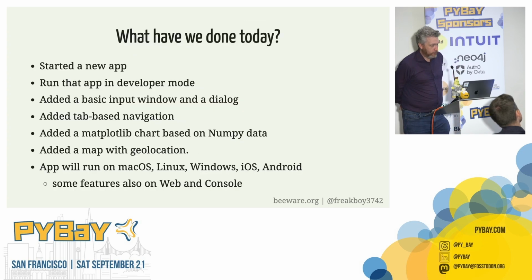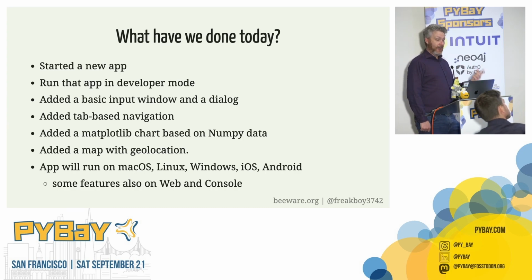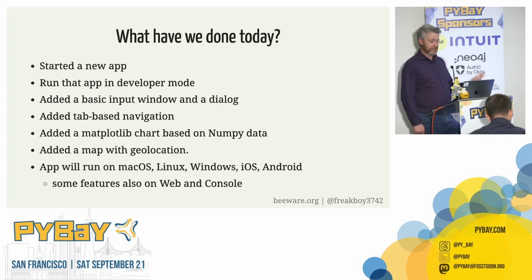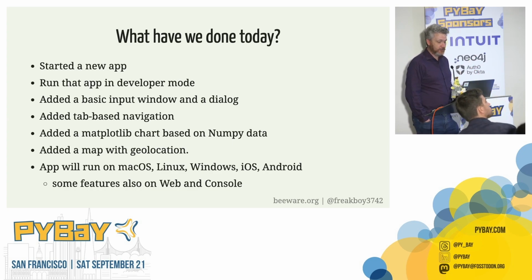So, a quick recap on what we've done over the last 30 minutes. We have created a new app, run that app in developer mode, allowing us to rapidly iterate the development of the app's code. We've added some basic input widgets like buttons and text inputs. We've displayed the results in dialogues. We've added tab-based navigation between panels of content. We've displayed a matplotlib chart backed with a NumPy data series. We've added a map, integrated a phone's geolocation services to control the display of that map, including requesting the permissions required to use the geolocation services.